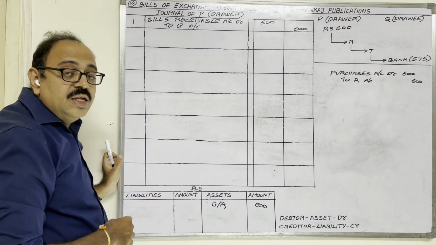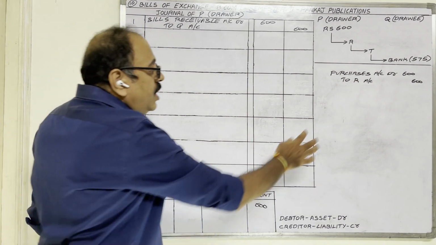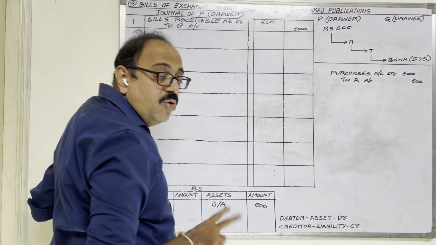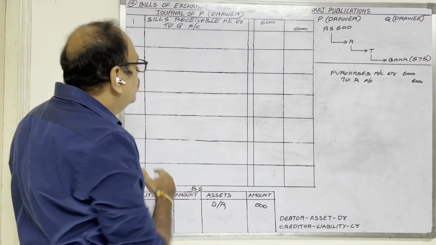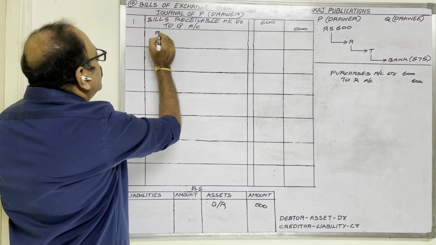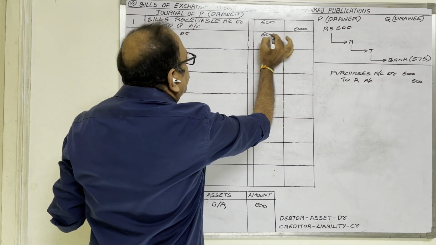How did we create this creditor account? By crediting the R account. How to cancel that? By debiting. We should debit the R account, amount 600.